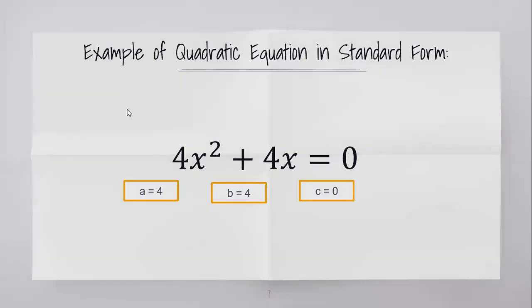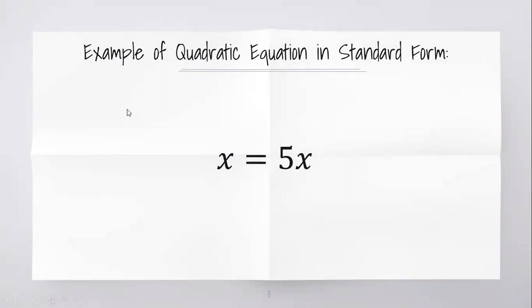Okay? For the fourth example, we have x is equal to 5x. What do you think are the values of a, b, and c? Okay, there are no values of a, b, and c because the example itself is not an example of quadratic equation. Okay? So tandaan, when we say quadratic equation, its highest degree or exponent is 2.